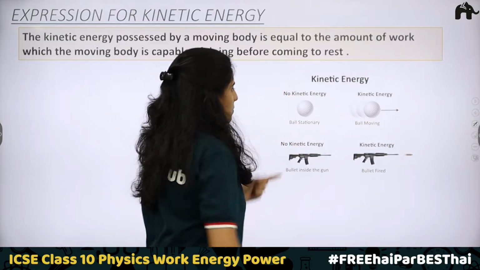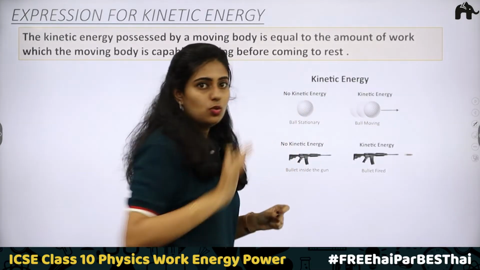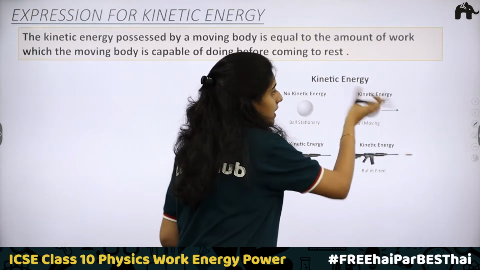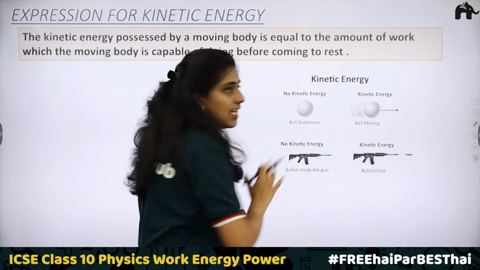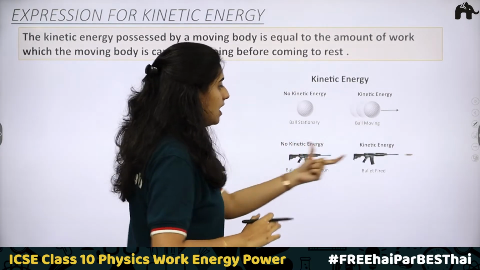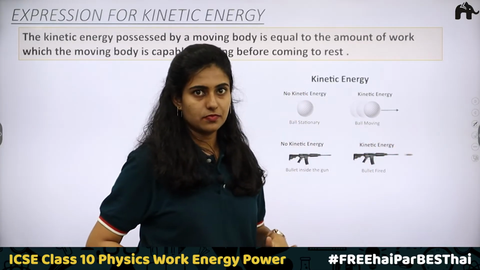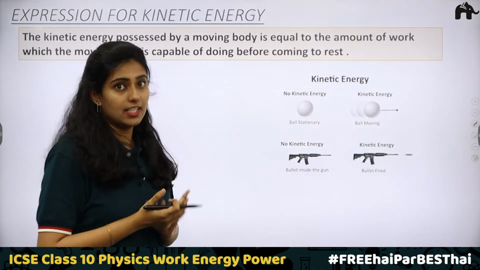Here we have two examples, that is, this is a stationary ball. A stationary ball has no kinetic energy. When it starts moving, what happens? There will be kinetic energy. Now here you have a bullet inside the gun. There is no kinetic energy. When the bullet is fired, that is, the bullet starts moving, there is kinetic energy. Similar is the case, a moving body will be having kinetic energy.